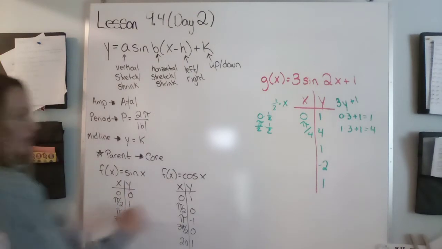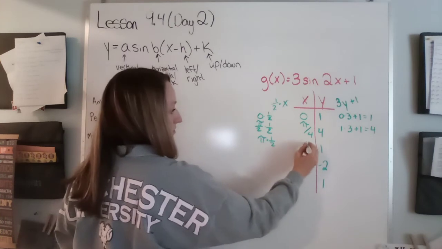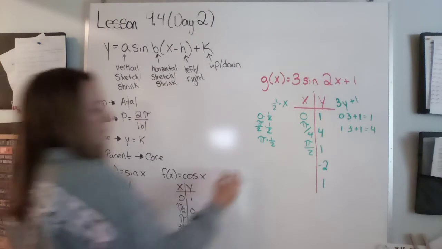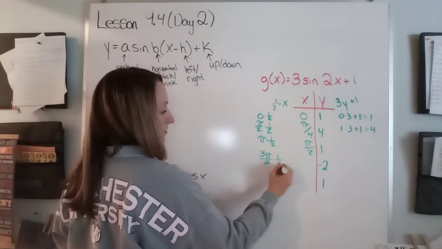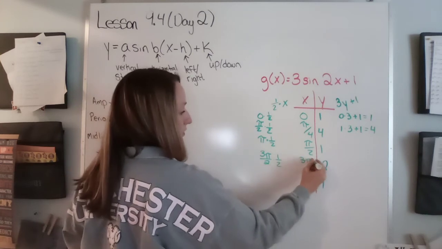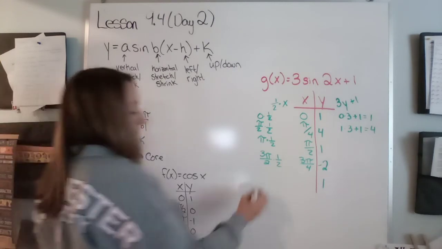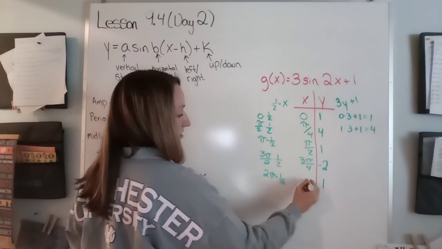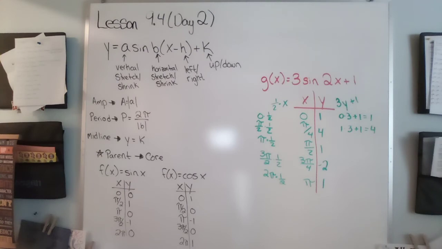Then it's pi times 1/2, which is pi over 2. Then we're going to multiply 3 pi over 2 times 1/2, which is 3 pi over 4. And then we're going to multiply 2 pi times 1/2, which is just pi. Okay, so those would be the new points that you would graph for your transformed function.